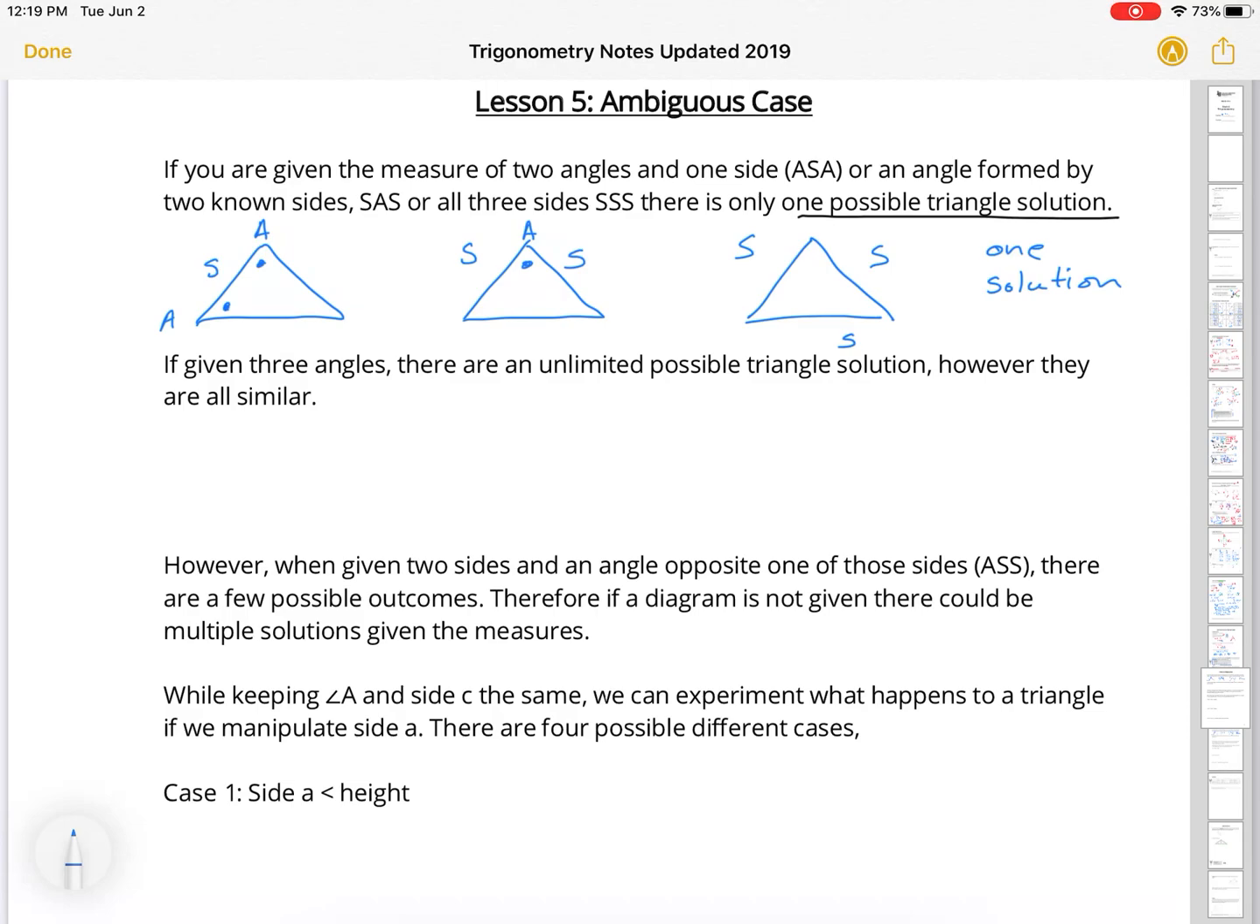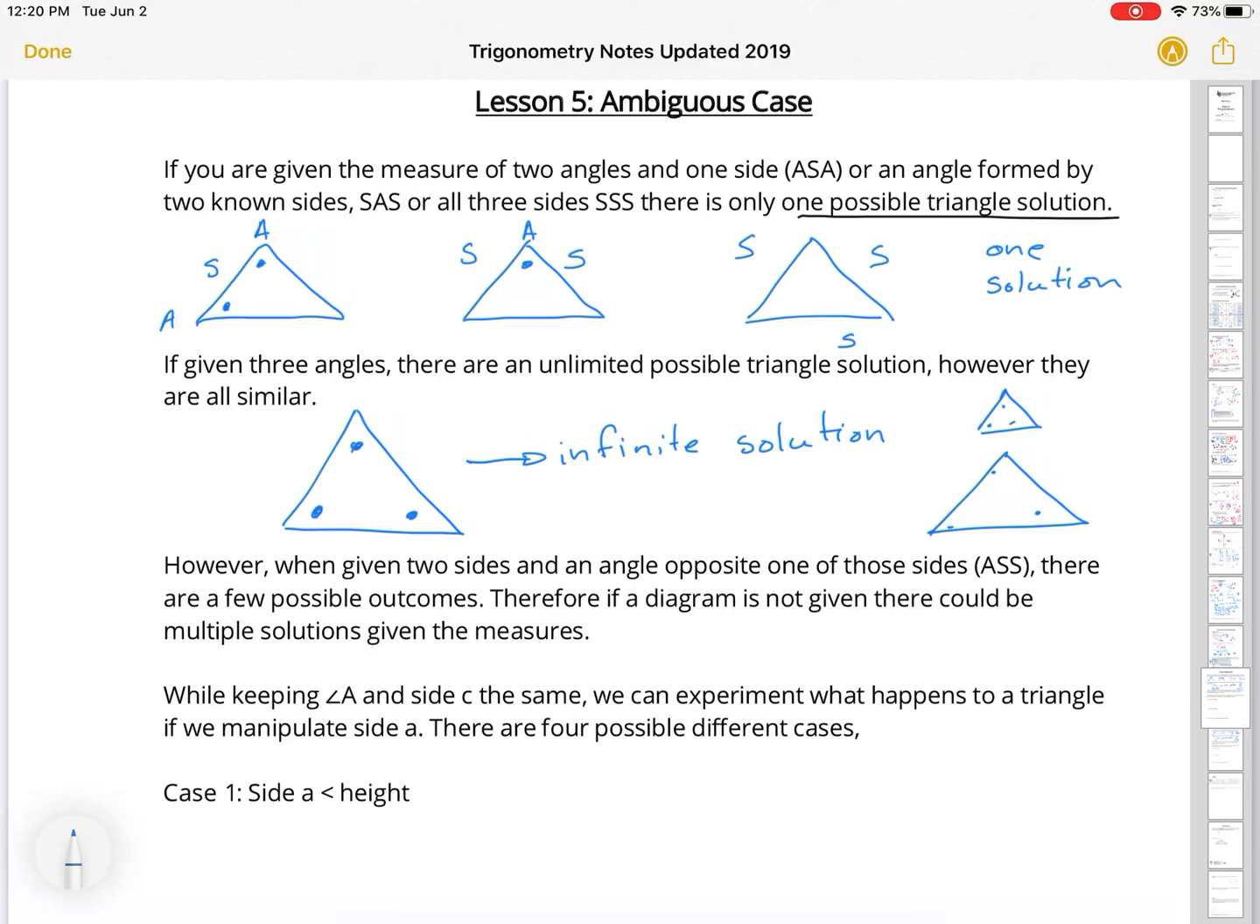However, if we're given three angles, there are infinite solutions, because you can have similar triangles. You have one here and then one that has the same angles, but it's just bigger, and so on. You can make that bigger, okay? So these are some situations.